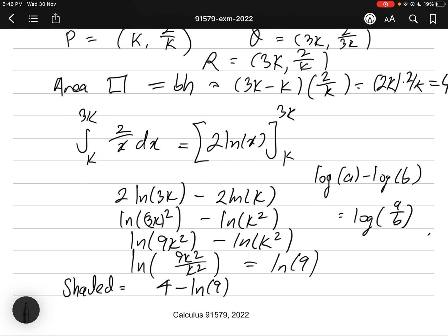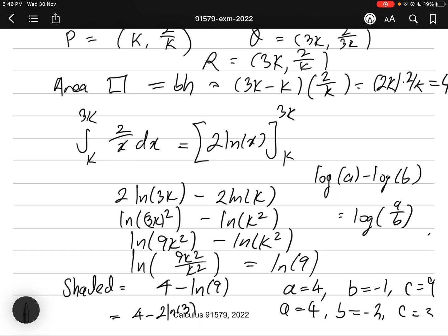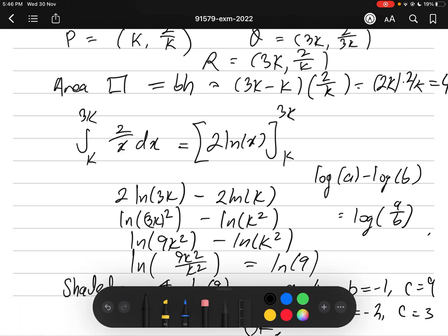So in this case, we can see that a equals 4, b equals -1, c equals 9. Note that you can also write ln of 9 as 2 ln of 3. That's the same thing. So you can also have the same answer, which is a equals 4, b equals -2, and c equals 3. So both of these are okay. All right, and that should be this question done.